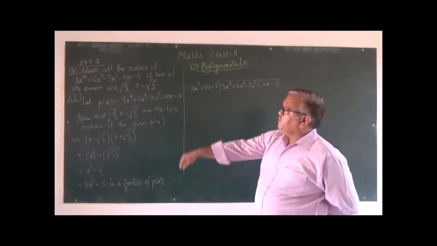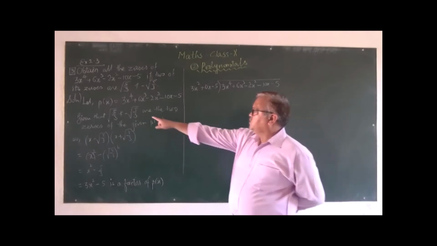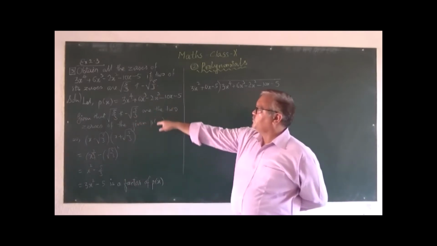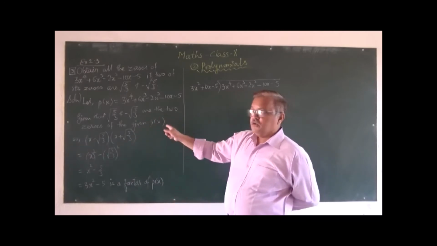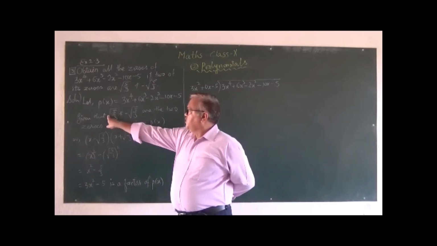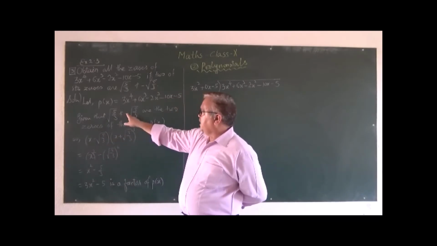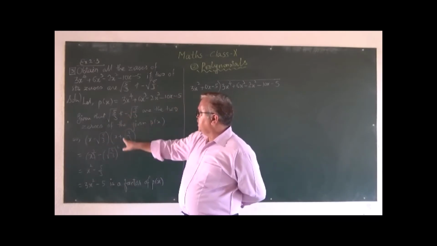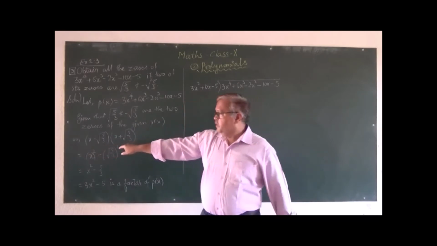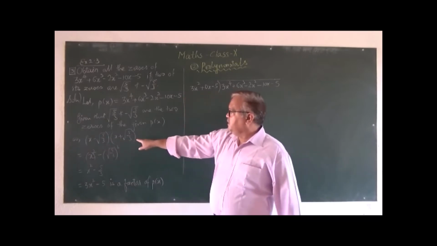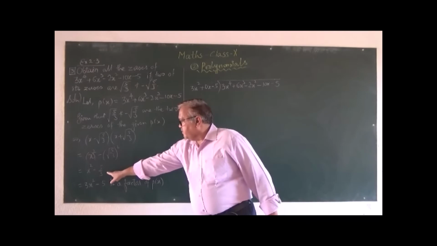So let P(x) be the given polynomial. Given that root 5 by 3 and minus root 5 by 3 are two zeros of the given P(x). So what is the meaning? They are the zeros. So this is positive, so x minus root 5 by 3. This is negative, so x minus into minus will become positive. So x minus root 5 by 3 into x plus root 5 by 3. If you simplify, we are getting x square minus 5 by 3.